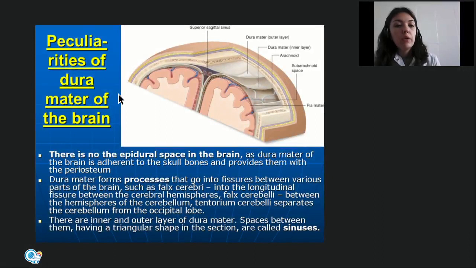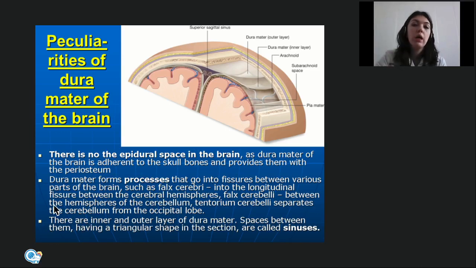Dura mater also forms processes which go into fissures between various parts of the brain, such as falx cerebri, into the longitudinal fissure between cerebral hemispheres, falx cerebelli between hemispheres of the cerebellum, and tentorium cerebelli, which separates the cerebellum from the occipital lobe. There are inner and outer layers of dura mater and spaces between them having a triangular shape in the section. They are called sinuses. So here in this diagram, for example, you see the superior sagittal sinus.